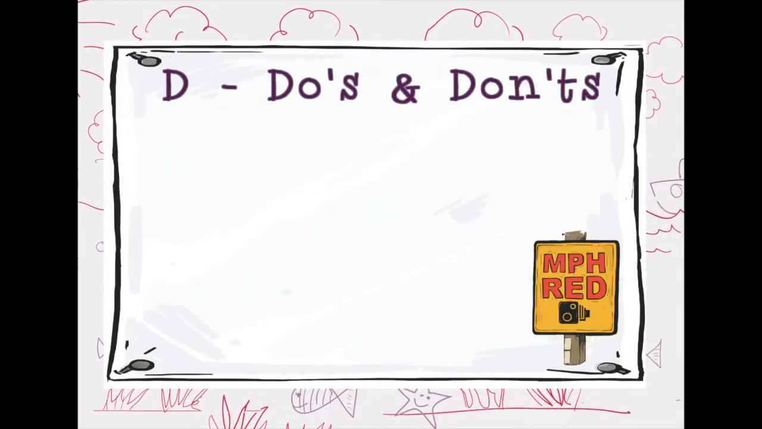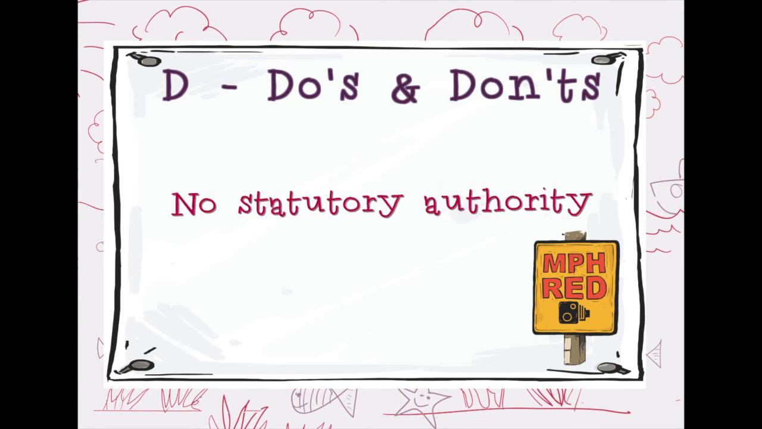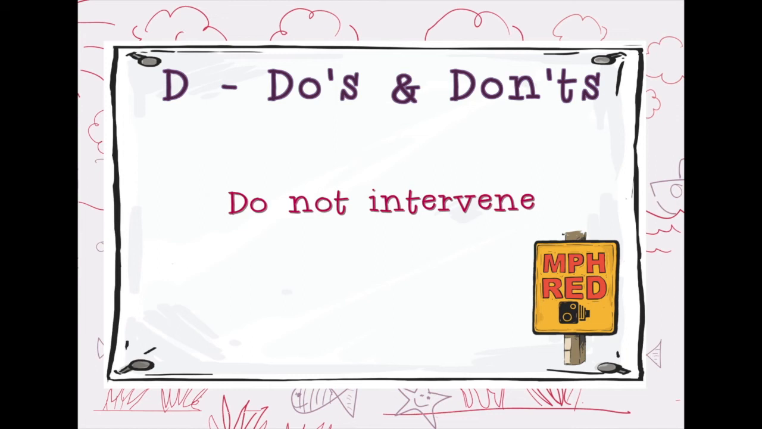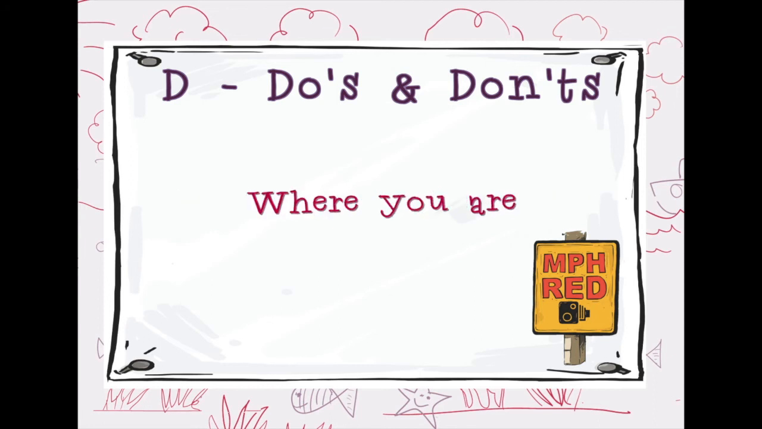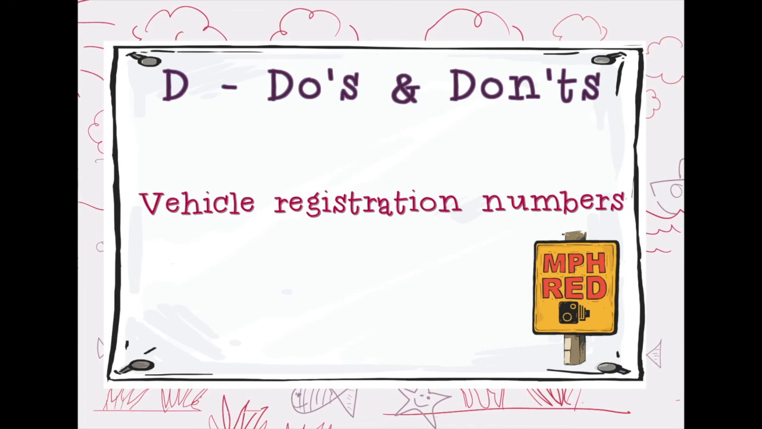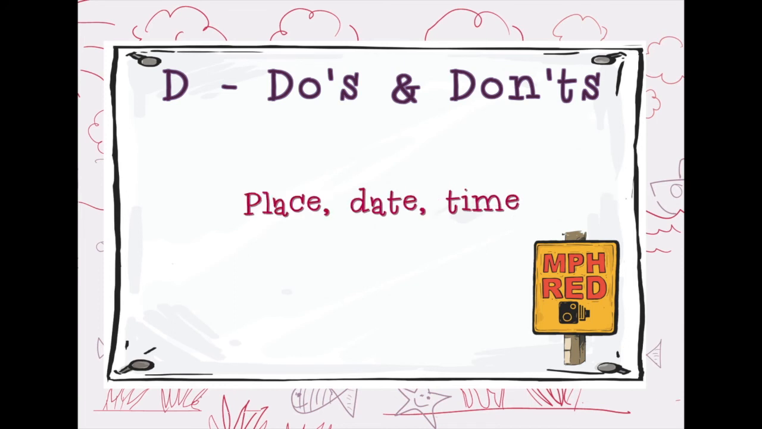D. Do's and don'ts. Don't probe or try to investigate. Get advice and seek help. Remember, if you do not have statutory authority, do not try and intervene, detain a child or accompanying adult. Seek help. Do think about indicators. If you become suspicious, think about where you are and what you've seen. If your role provides no power to intervene, note descriptions, vehicle registration numbers, the place, the date and the time, and look around to see if there's any CCTV coverage.